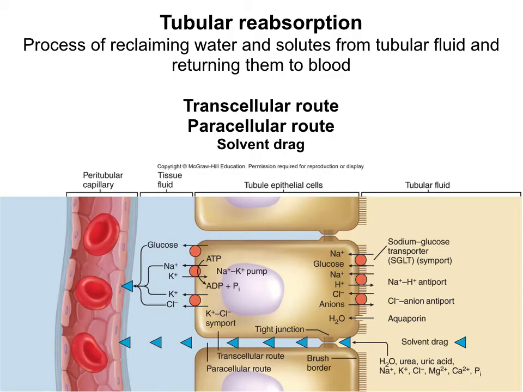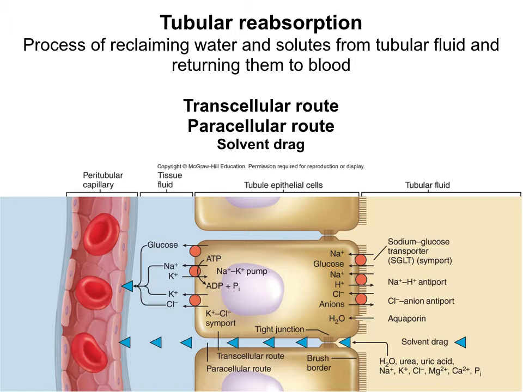Now that you've become familiar with the process of glomerular filtration, let's talk about what happens in the renal tubule. One thing that happens there is tubular reabsorption. Tubular reabsorption is the process of reclaiming water and solutes from your tubular fluid and returning them to your blood. Tubular reabsorption occurs through two routes. One route is called the transcellular route.